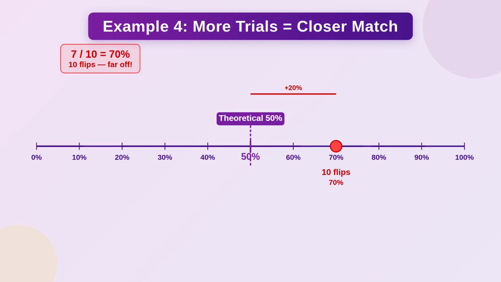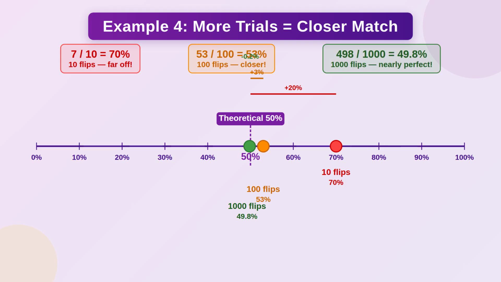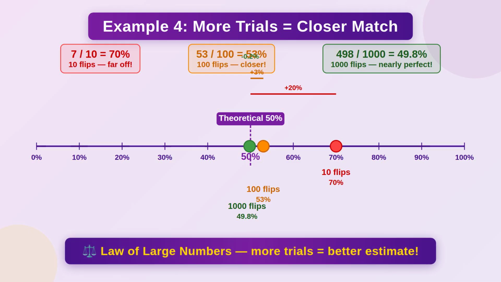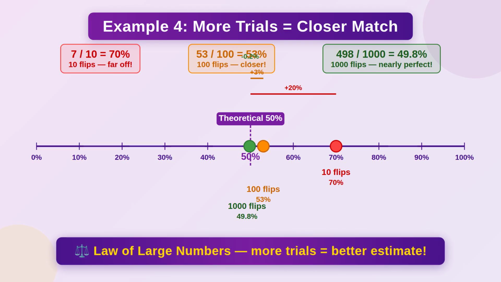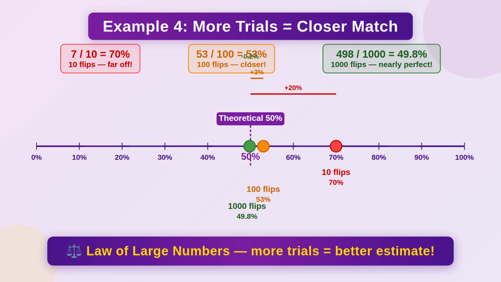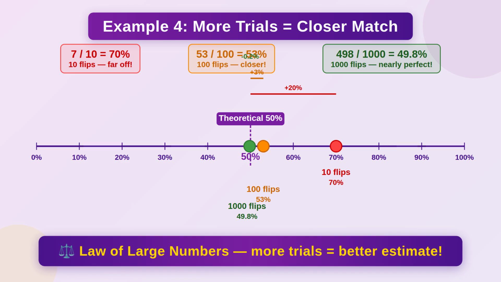Here's the most important idea in all of probability, and it's one Maya is discovering right now. Let's say we flip a coin over and over. After just 10 flips, we might get heads 7 times. That's 70%. Pretty far from 50%. After 100 flips, we get heads 53 times. That's 53%, much closer. After 1,000 flips, we get heads 498 times. That's 49.8%, incredibly close to the theoretical 50%.